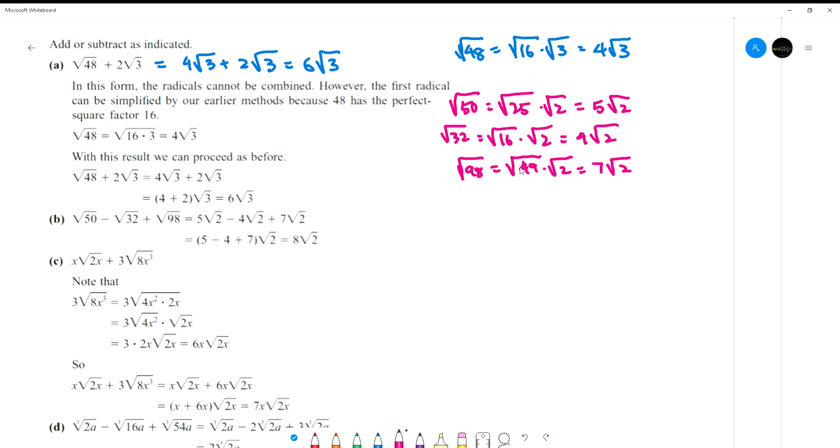So now I replace each of these with its equal, simplified versions. So that is 5 radical 2 minus 4 radical 2 plus 7 radical 2. So these are all like radicals. We have 5 minus 4 is 1. 1 plus 7 is 8. So our answer is 8 radical 2.